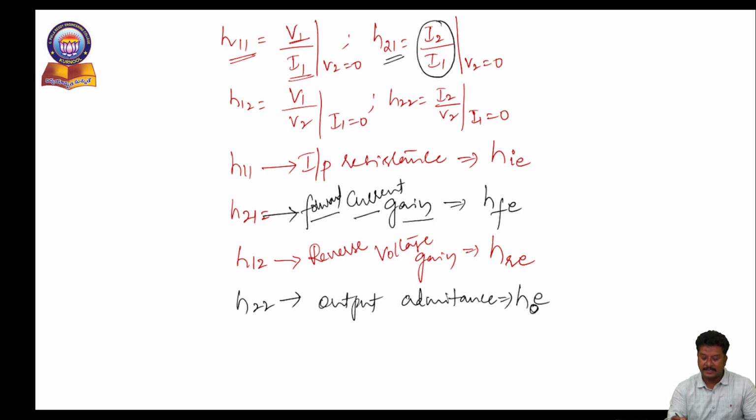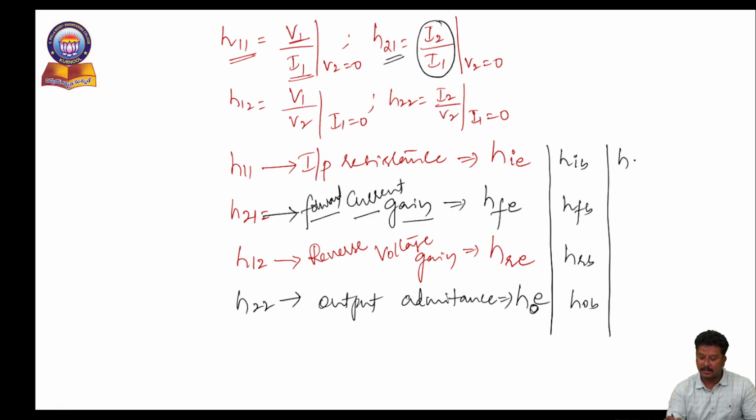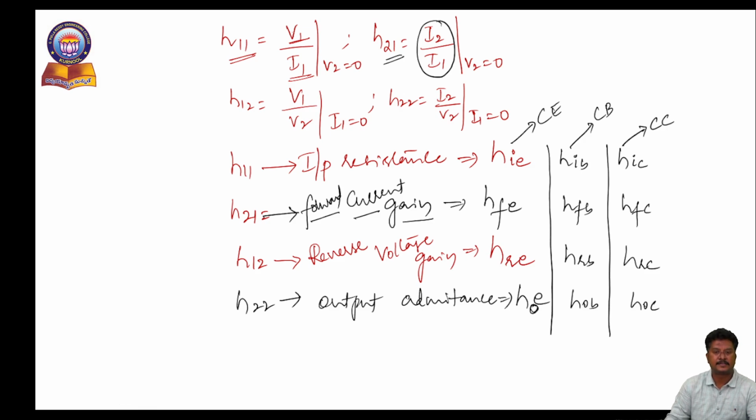If I represent the same parameters with respect to the common base, I have HIB, HFB, HRB, and HOB. If I represent with respect to the common collector, I can represent HIC, HFC, HRC, HOC. This is with respect to common collector, this is with respect to common base, and these are the parameters with respect to common emitter. So finally, from the configuration of a transistor, I am trying to frame the internal structure of the transistor with respect to the H parameter.